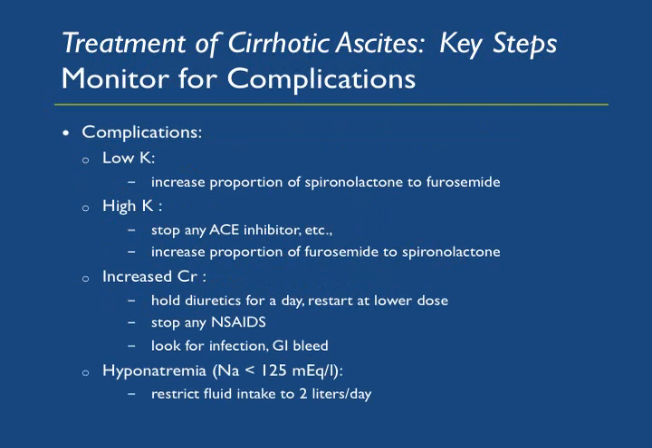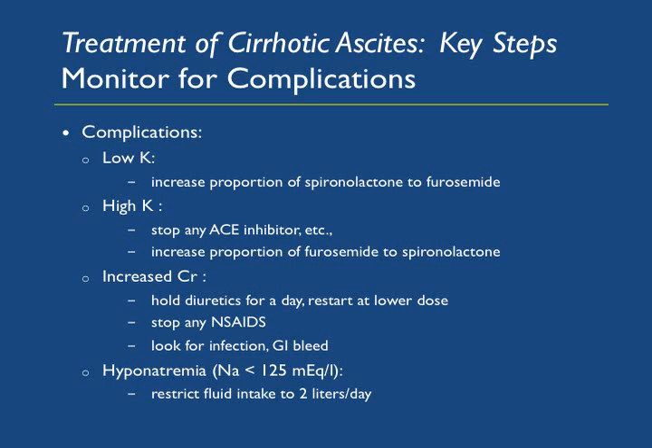So the complications to monitor for include low potassium. If so, increase the proportion of spironolactone to furosemide. High potassium: stop any ACE inhibitor or other potassium-retaining material. Increase the proportion of furosemide to spironolactone.